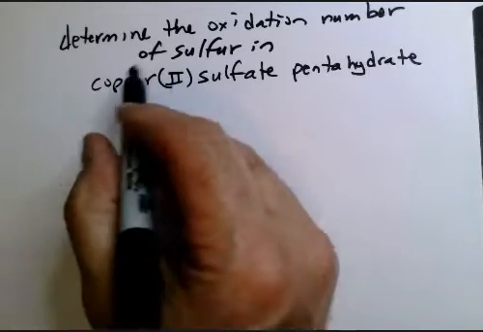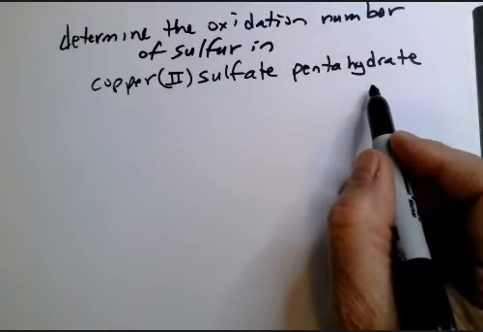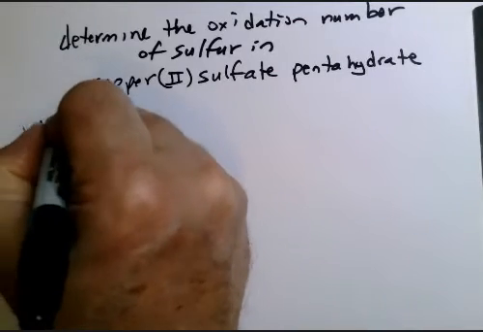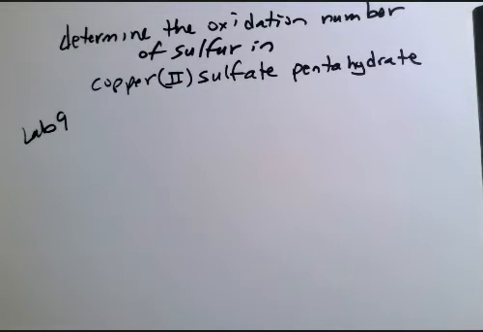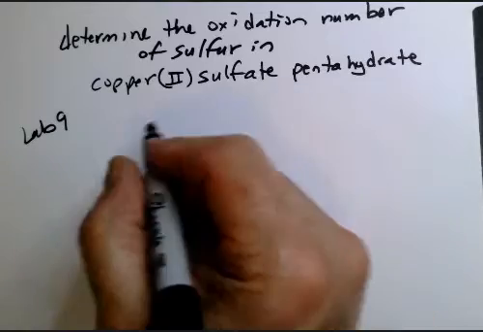Hi, this is Brother Barnes, and I want to determine the oxidation number of sulfur in this compound, copper(II) sulfate pentahydrate. In Lab 9, this is one of the chemistry compounds that we deal with. Let's write out the formula first.